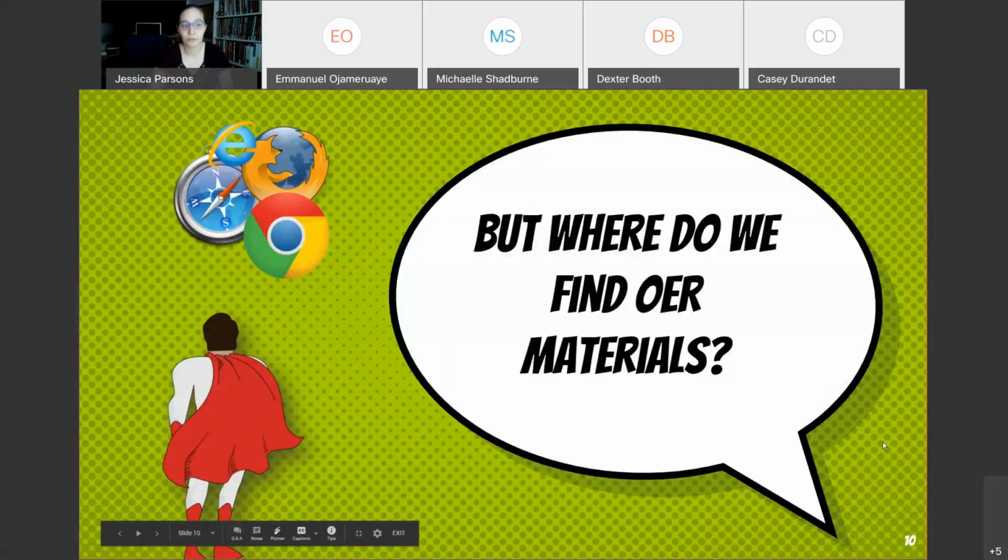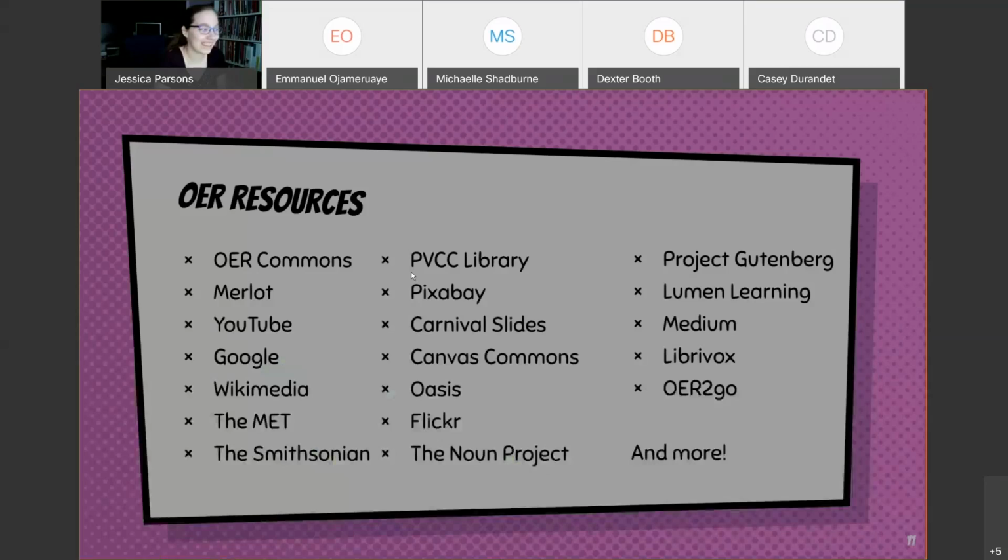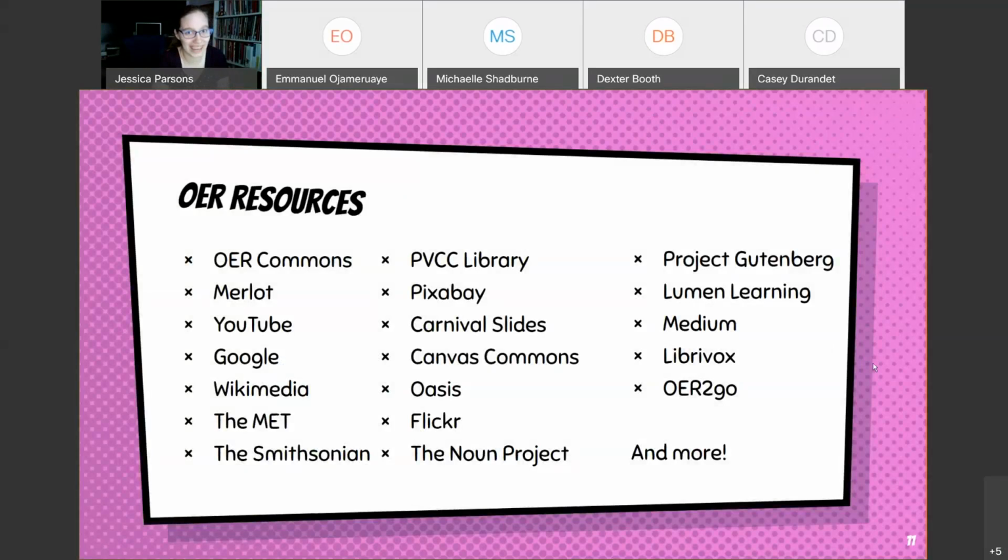All right, so now we know what an OER material is. We know how to check the license. Now we're ready to go out and find some OER materials. The question is, where do we find them? What rock are they hiding under? Well, they aren't hiding. They're actually right out in plain sight. And it's really interesting. Now that you know about Creative Commons and these licenses, you're going to see them start popping up in a lot of different places.